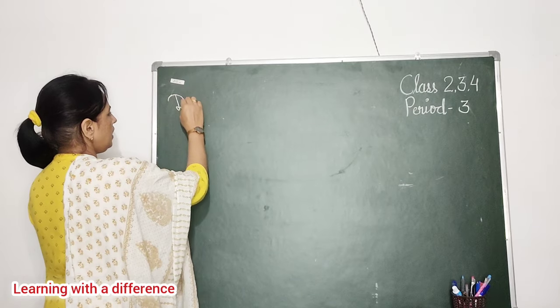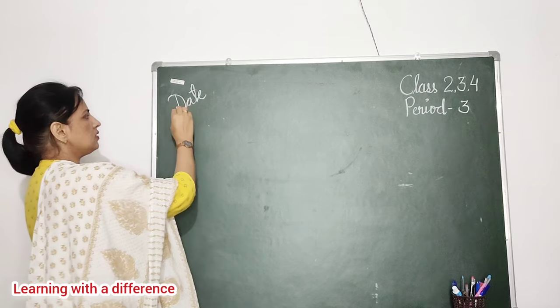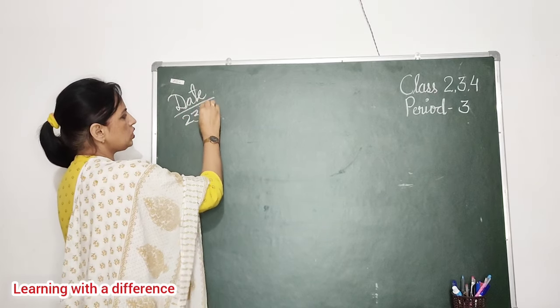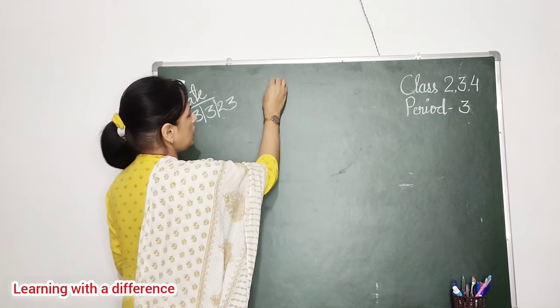What is the date today? Speak up. Yes, it is 23. And which month is going on? It is March. Very good.